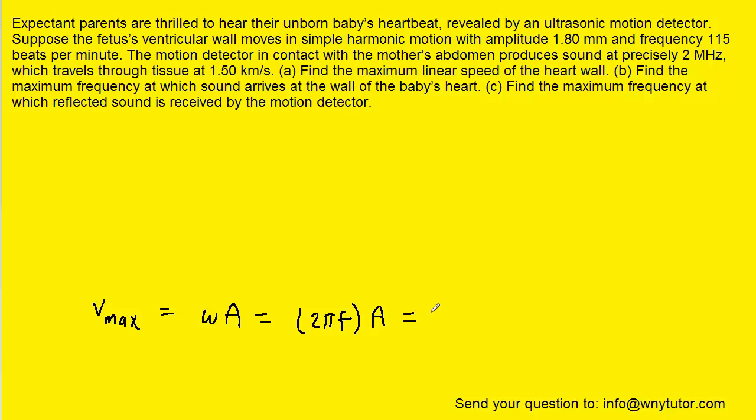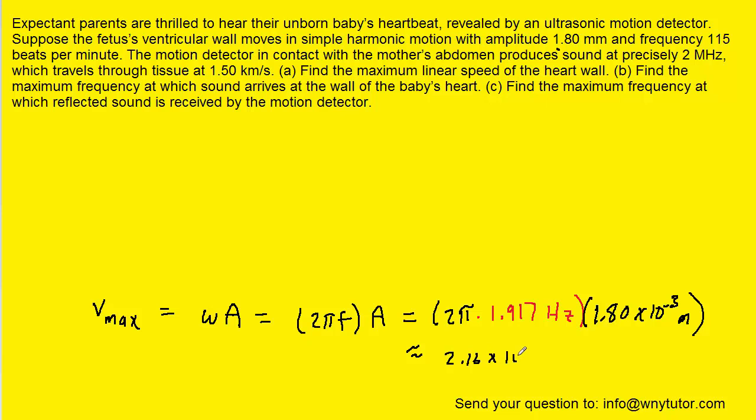And then once we do that, we can substitute in the value for the frequency that we just determined, as well as the amplitude. Note that the amplitude was given in millimeters, so we're going to have to multiply that value by 10 to the minus 3 so that we convert it into the standard unit of meters. And this turns out to be roughly 2.16 times 10 to the minus 2, and then the standard unit of speed is meters per second. So there we have the correct answer to part A.